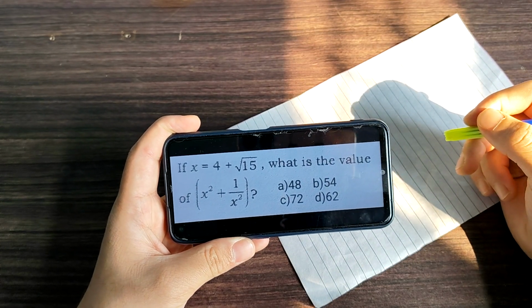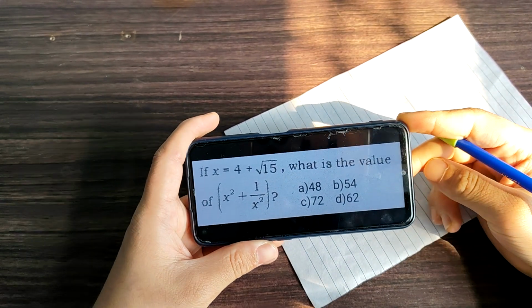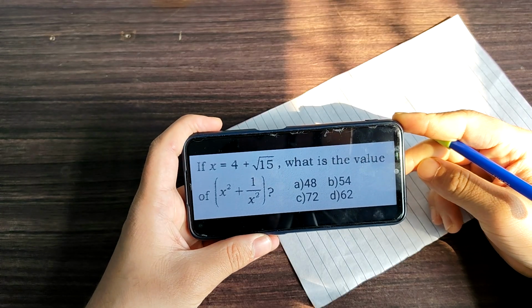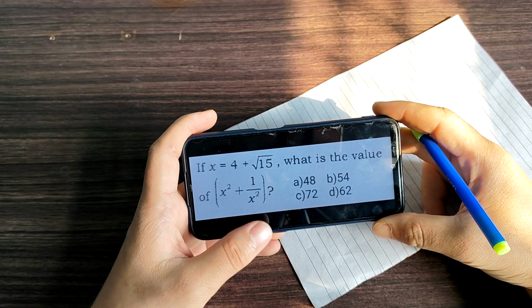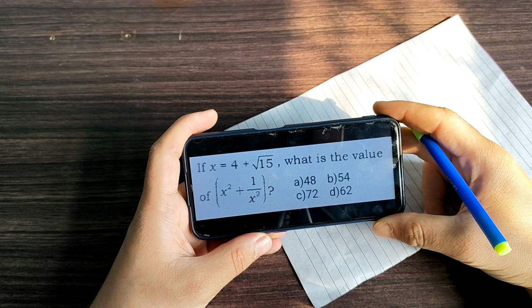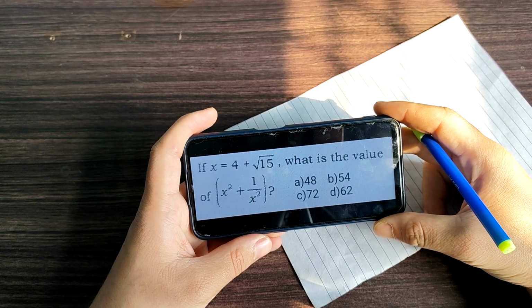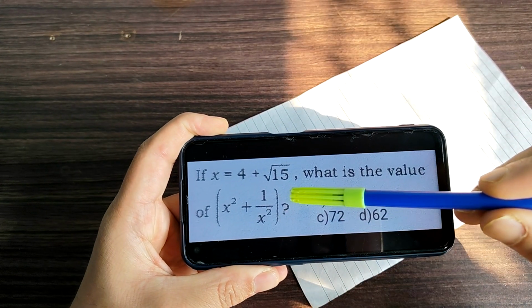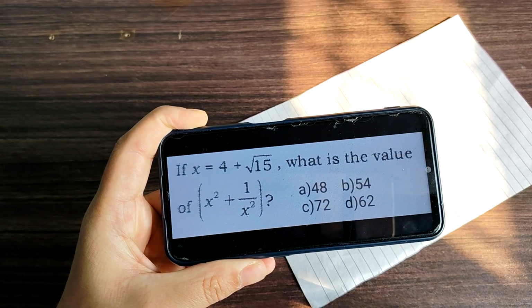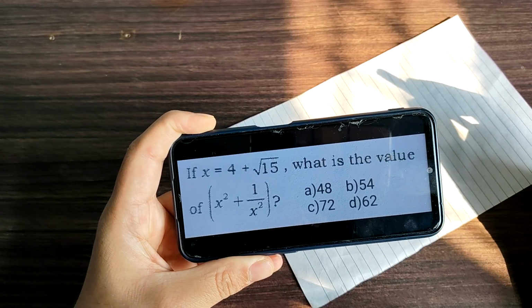So today in this video we are going to solve this problem. This is the algebra problem. As you can see, we are given the value x equal to 4 plus root 15. We need to find the value of x square plus 1 by x square. So how to solve it?